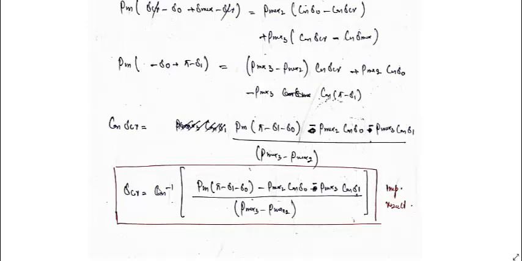So delta CR is equal to cos inverse of PM times (pi minus delta 1 minus delta naught) minus P max 2 cos of delta naught minus P max 3 cos of delta 1, divided by P max 3 minus P max 2. So this is the simple simplification of it. You can get the value of delta CR here as well.